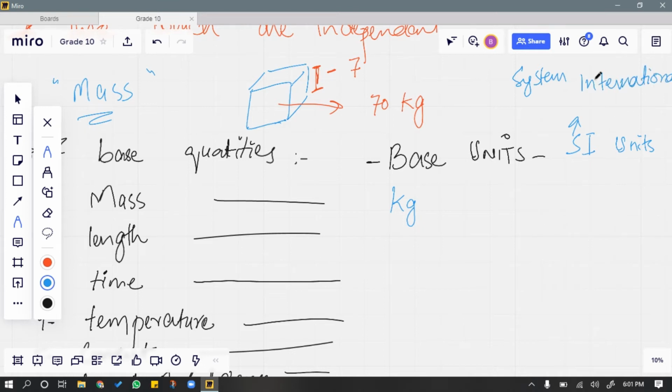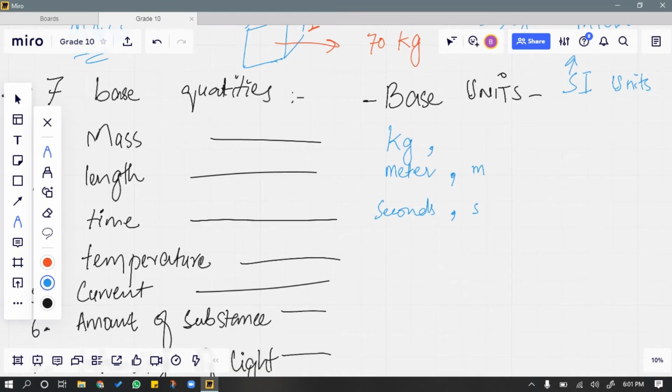That is an organization which basically decides the units to be used internationally. Now, coming towards length, we use the unit meters, and its symbol is m. The symbol for kilogram is kg. For time, we use seconds, and the symbol is a small s. For temperature, we are using Kelvin, and its unit symbol is K.